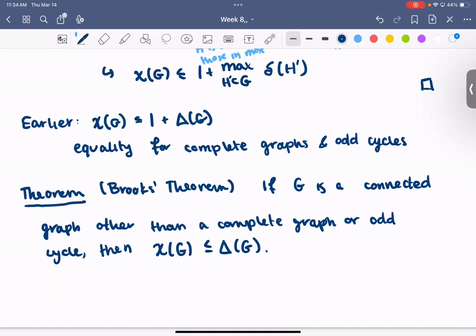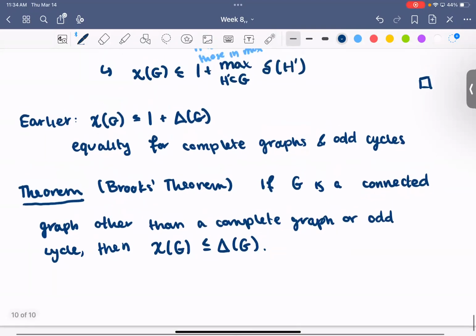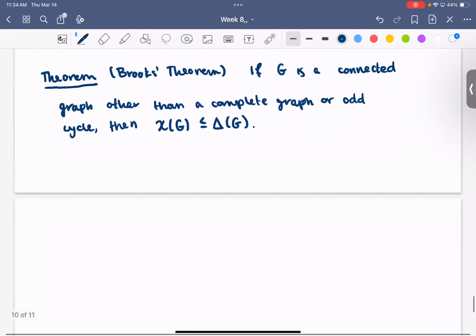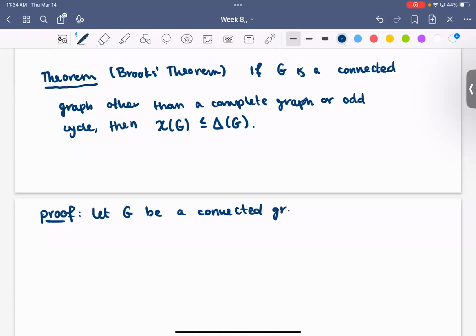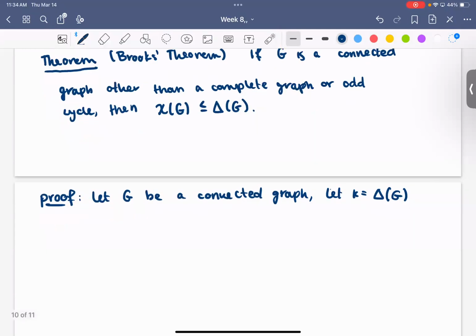Okay, so let's go ahead and prove this theorem. So for the proof, I'm gonna let G be a connected graph. And I'm gonna let K denote the maximum vertex degree in G. And we can already do away with the cases when K is 1 and when K is 2. So let's think quickly about why the theorem already holds in these two cases.